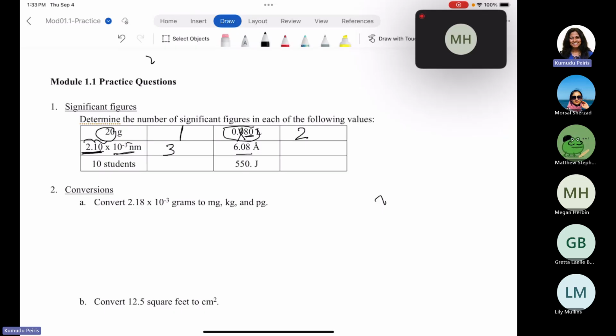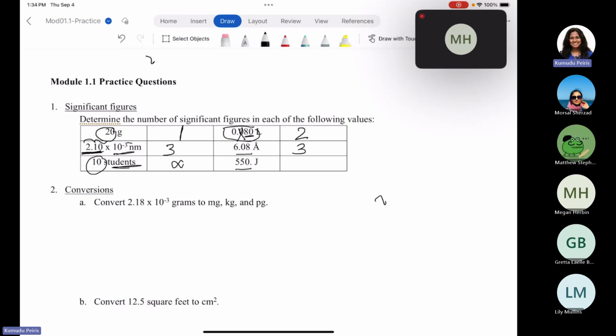In the next number, the 0 is in the middle of two numbers. So then we should count that 0. So again, this value has three significant figures. And here it says 10 students. This is not a measured value with a unit, so it is an exact number. So that's an infinite number of significant figures.